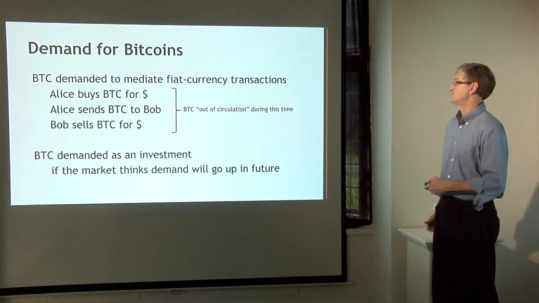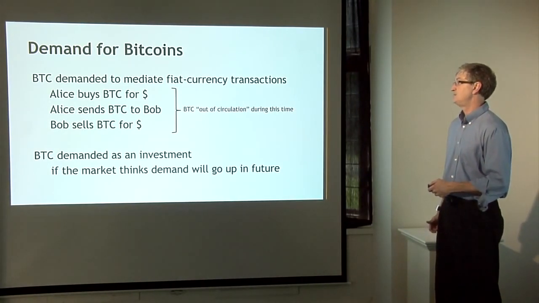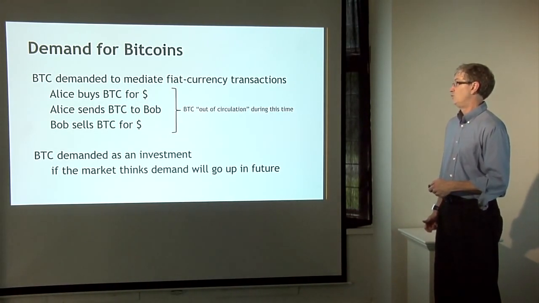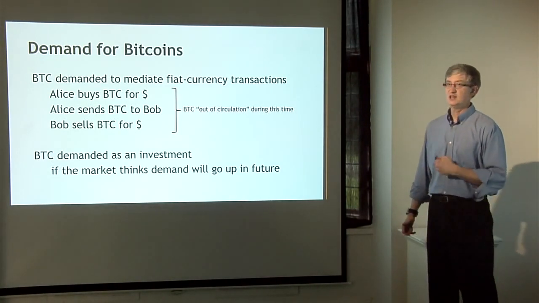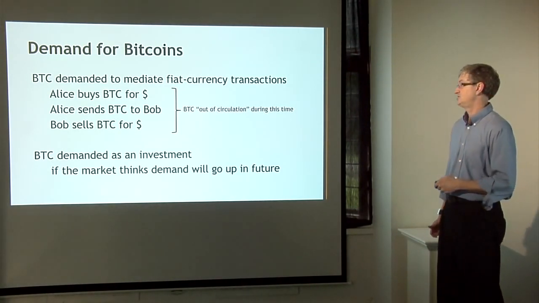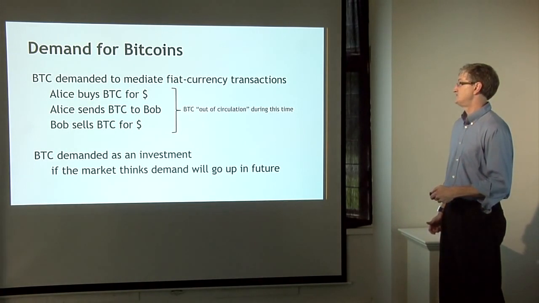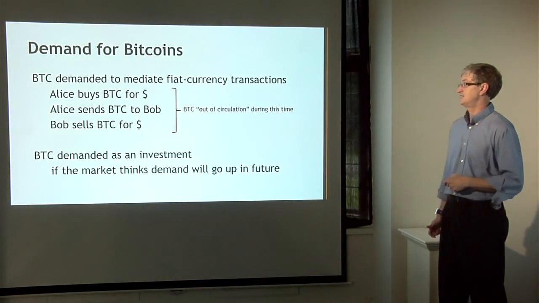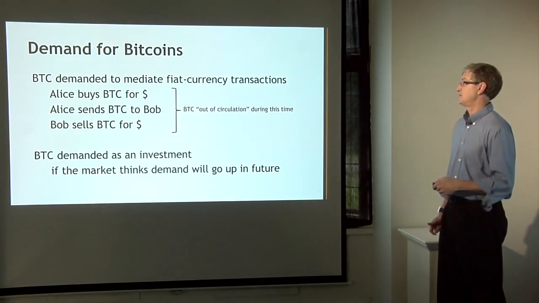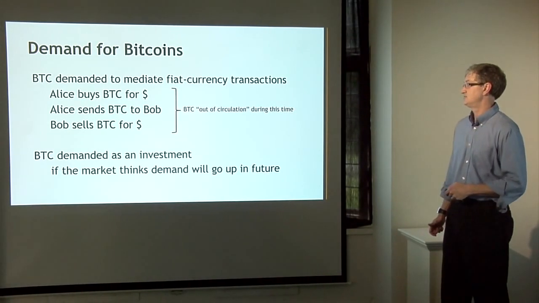So the way that works is this, that first Alice buys Bitcoins for dollars. Alice then sends those Bitcoins to Bob as a Bitcoin transaction. Once that transaction is recorded in the blockchain and it's confirmed to Bob's satisfaction, Bob will sell those Bitcoins for dollars and get the dollars back. So Alice starts by putting in dollars, Bob ends by getting out dollars.